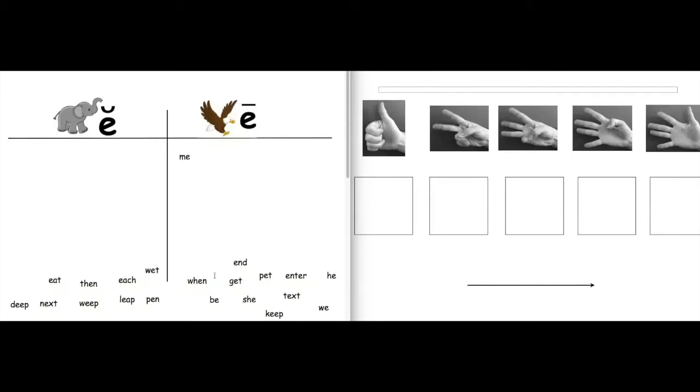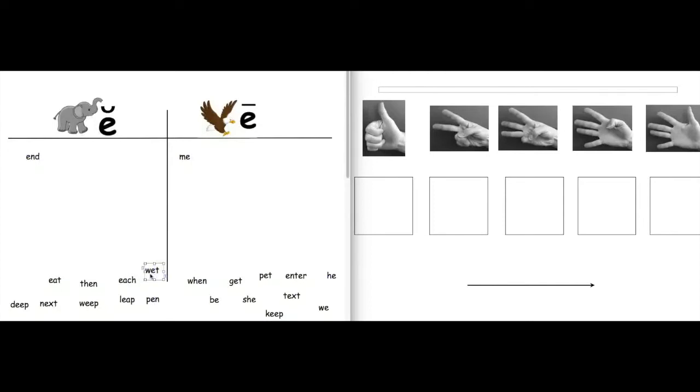Let's look at another word. Let's look at this word. End. Let's make the sounds. Ready? End. End. Use your hands. End. How many sounds? 1, 2, 3. 3 sounds in end. That first sound is elephant. Look at that. End is just like elephant. Short E.